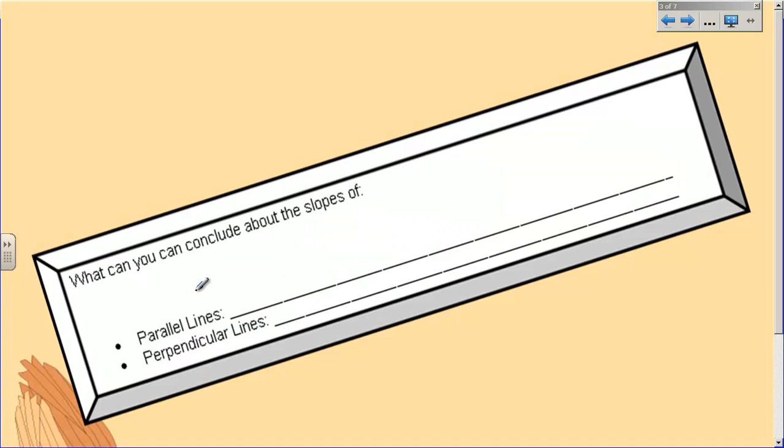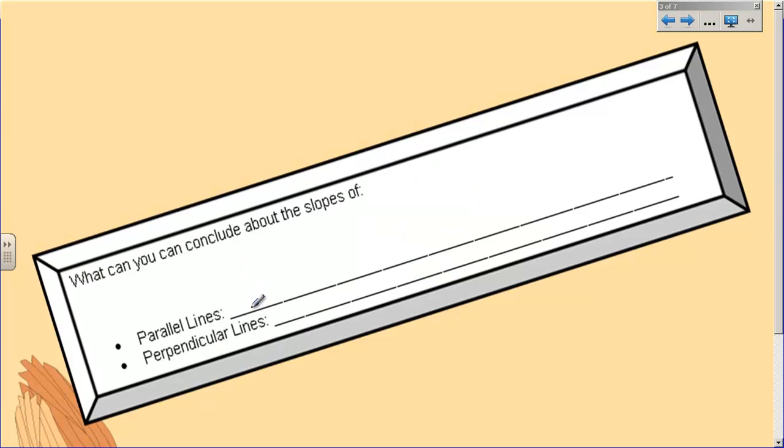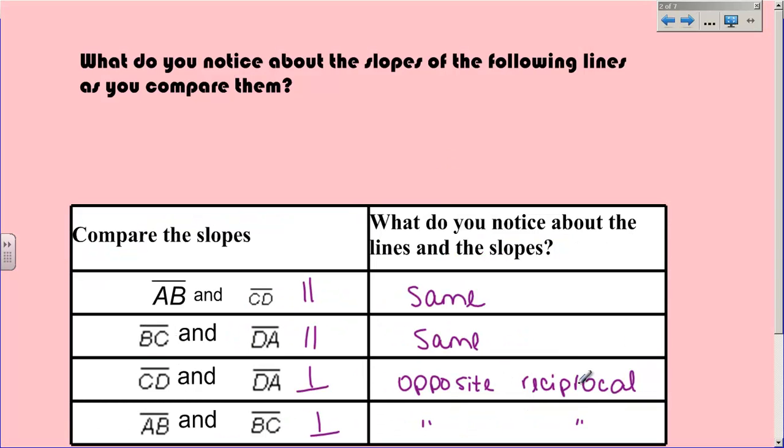So here's what I want you to think about. What can you conclude about the slopes of parallel lines? Well, look at my 2 sets of parallel lines. Their slopes were always identical. Parallel lines have the same slope, and this will always be true no matter what math class you're in, no matter what math problem you're doing. Parallel lines have the same slope. Perpendicular lines have slopes that are opposite reciprocals.